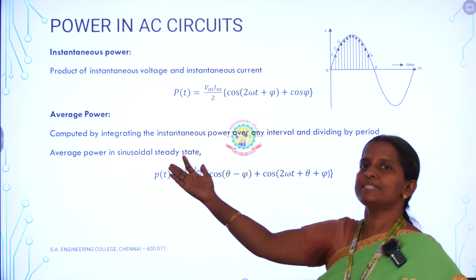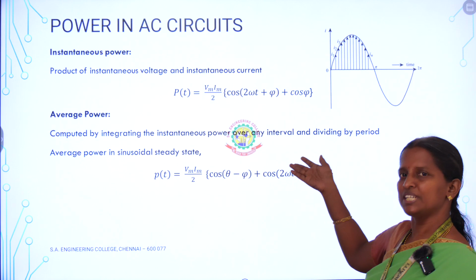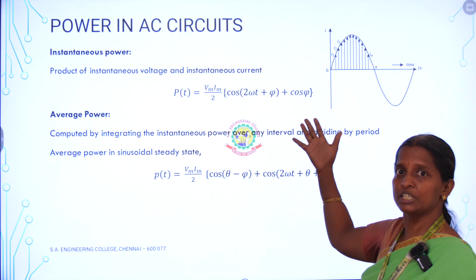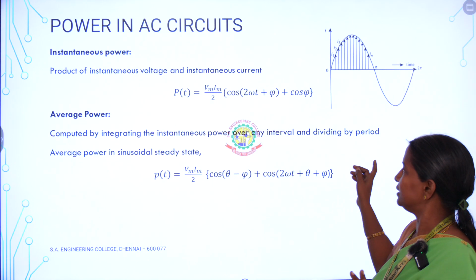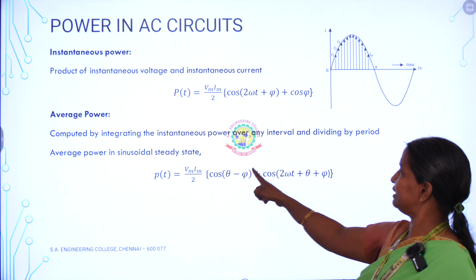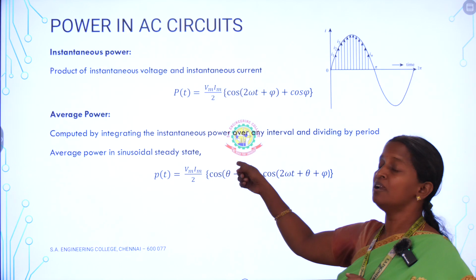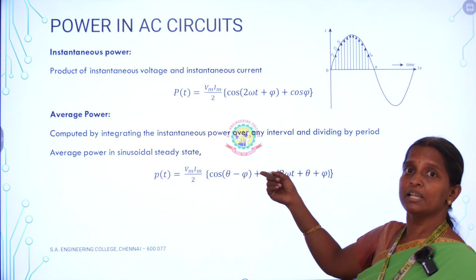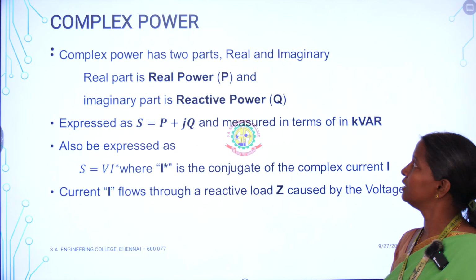And the next power is average power. So what is the average power? It is nothing but just we have to take the average. That is, we have to integrate. So integrating is nothing but combining all the instantaneous values and dividing by the time period. That is, we have to add all this and divide by the time period. So we will be getting like this. In this case, we are taking V is equal to Vm sin of omega t plus theta, I is equal to Im sin of omega t plus phi.